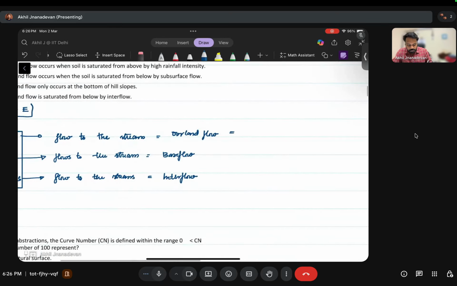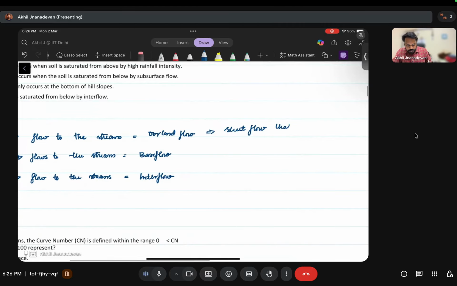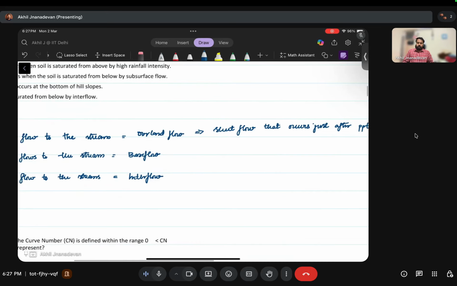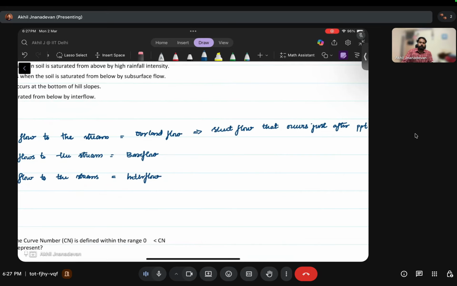It's nothing but a sheet flow that occurs just after precipitation or a storm. This will be spreading, and then it will narrow down and form the stream flows.